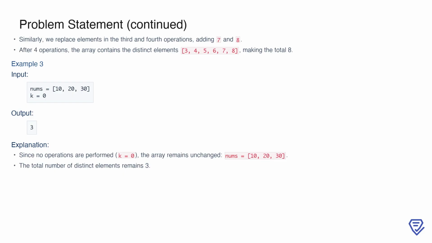For another example, if nums equals 10, 20, 30, and k equals 0, no operations are performed, so the array remains unchanged. The total number of distinct elements in this case is simply 3.